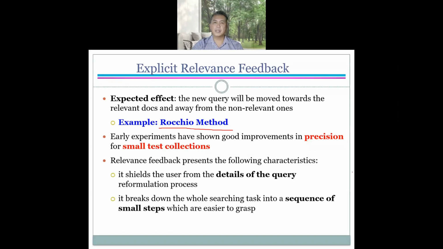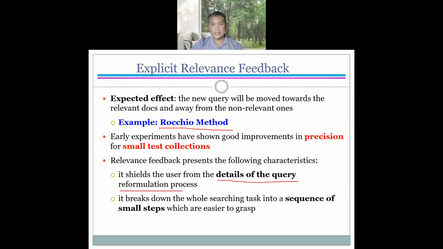So relevant feedback presents the following characteristics. The first one is that it shields the user from the details of the query reformulation process. The user should not be aware of the processing that occurs at the back of the engine. At the same time, it also breaks down the whole searching task into a sequence of small steps. We will show you later on.